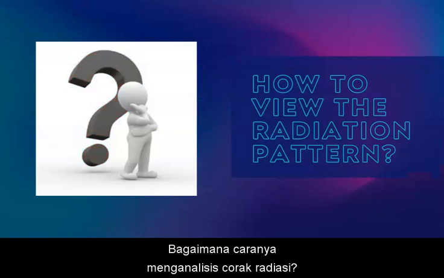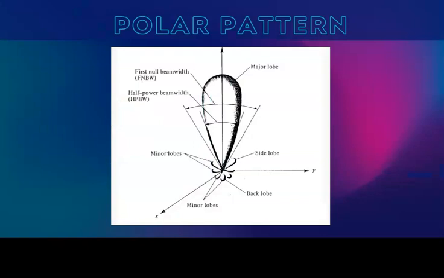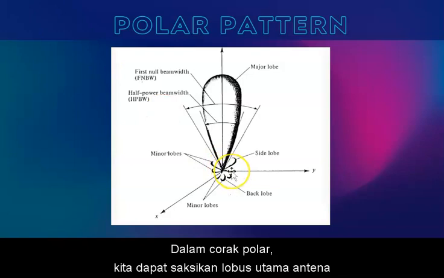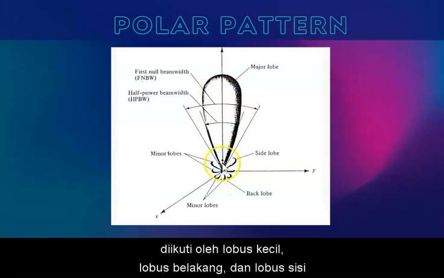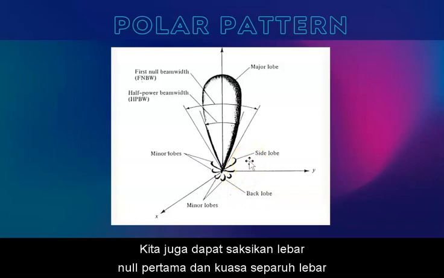How do we view the radiation pattern? The first way is we can view it in polar pattern. In polar pattern, you are able to see the major lobe of the antenna, which is the main direction of the antenna, followed by the minor lobes, the back lobes, and also the side lobes. You may also observe the first null beam width and also the half power beam width.